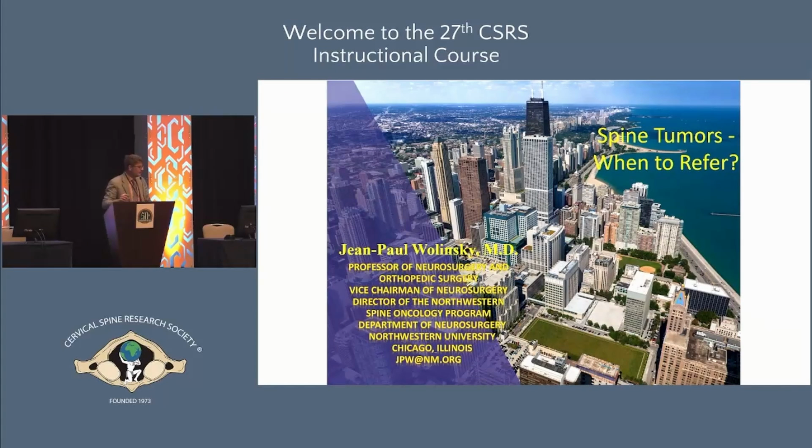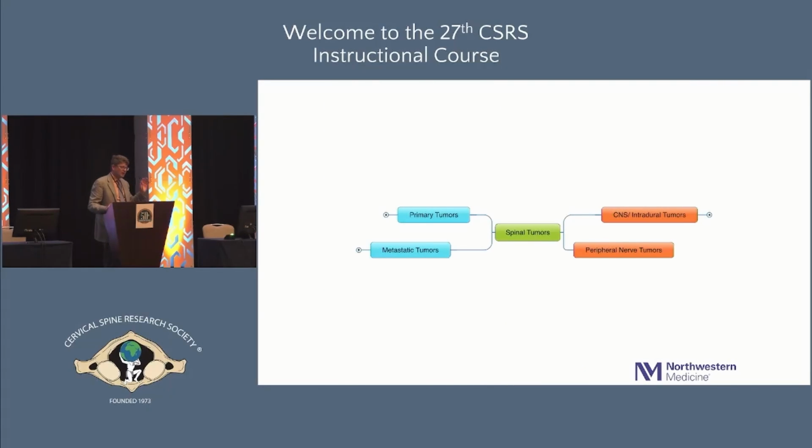Thanks, Daryl. So when I was given this topic, I was thinking about what this really means, when to refer, and I thought about it in two different ways. One could be when in the timeline of this patient's pathology, and when in your experience with that type of pathology do you want to refer this patient on. So just like Zia was explaining, there are 4 different compartments I really think about these tumors: primary tumors, metastatic tumors, intradural tumors, then peripheral nerve type tumors.